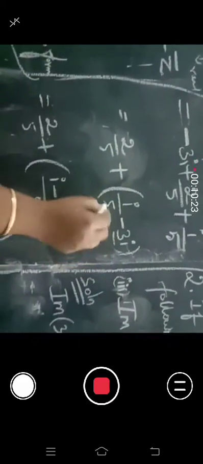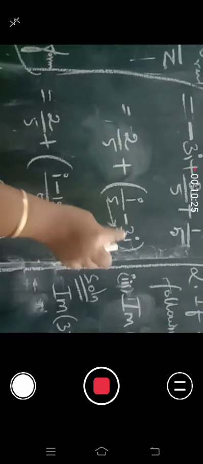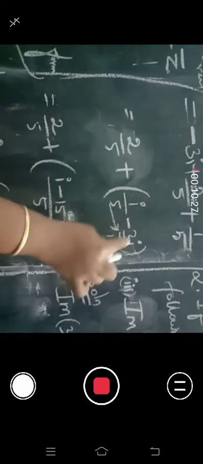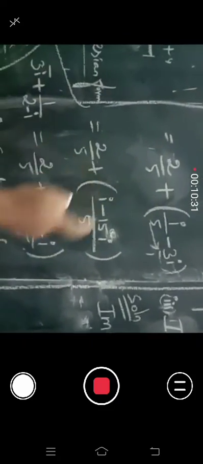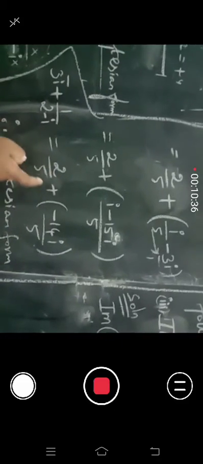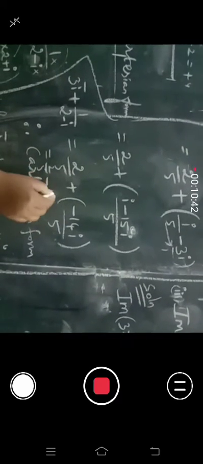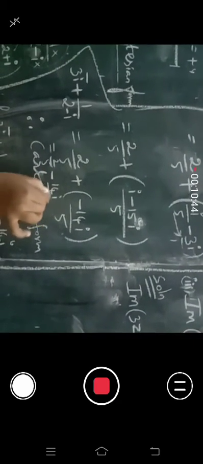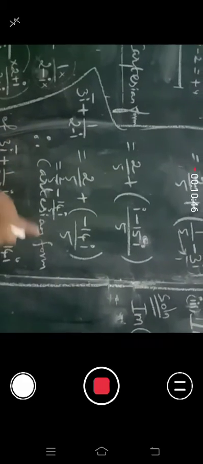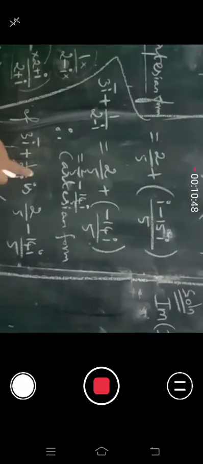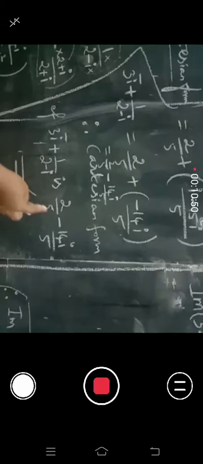Now this is a fraction, no? Just cross multiply. 5 into 3, 15, minus 15 plus i. So what is the difference? Minus 15 plus i, minus 14i by 5. So 2 by 5 plus minus 14i by 5 we can write as 2 by 5 plus into minus 14i by 5. So the Cartesian form of the conjugate of 3i plus 1 by 2i is 2 by 5 minus 14 by 5 i.